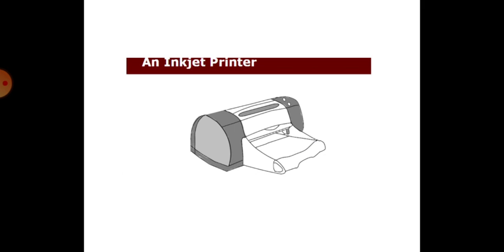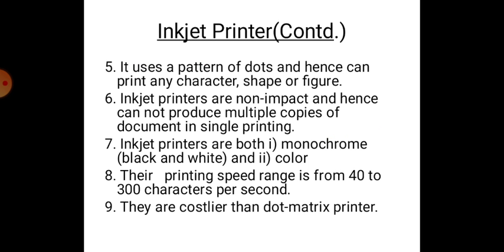Now you can see this inkjet printer. It is available on everybody's table wherever there is a computer, because it gives good quality. It is available in our laboratory also. When you come to college, you can see this inkjet printer. Point number 5. It uses a pattern of dots and hence can print any character, shape or figure. Point number 6. Inkjet printers are non-impact printers and hence cannot produce multiple copies of a document in a single printing.